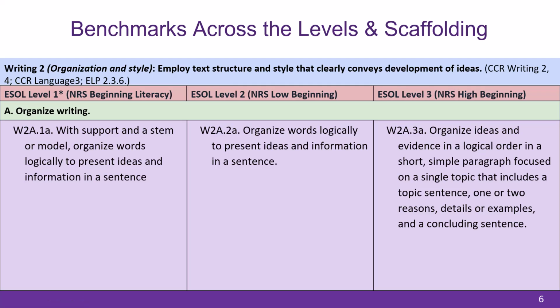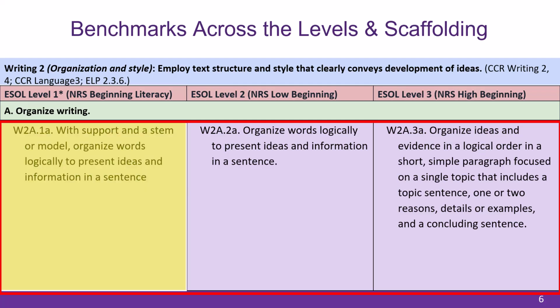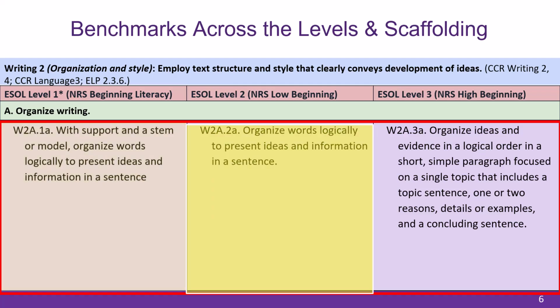Let's look at another example of a benchmark across the levels and the idea of scaffolding. In the second standard for writing, the focus is on organization and style. And the first thread, A, focuses on organizing writing. Here we see the benchmarks for the first 3 levels of the first thread. The beginning literacy benchmark indicates that students need support and a model or sentence stem to write a sentence. In the next level, low beginning, students are expected to produce information in a sentence without that support.